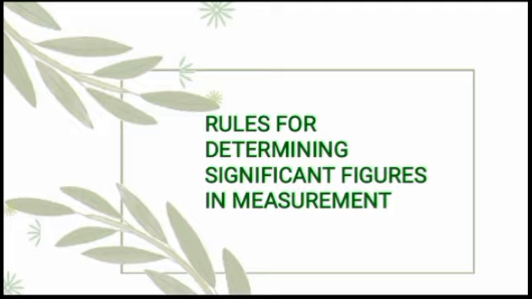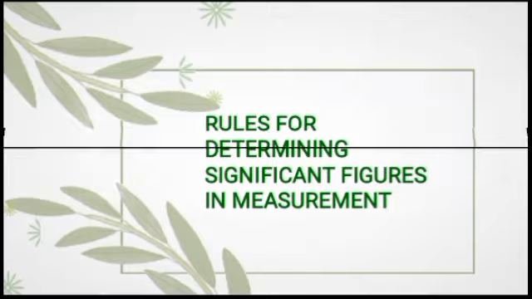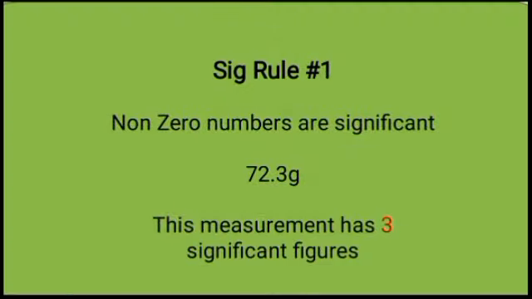Let's go to the rules for determining significant figures in measurement. Rule number one, please take notes. This is very important. Rule number one, non-zero numbers are significant. What are non-zero numbers? Non-zero numbers are any number that is not zero. So we have from 1 to 9: 1, 2, 3, 4, 5, 6, 7, 8, 9. So anytime you see a number that is not zero, it is significant. It must be counted as a significant number.